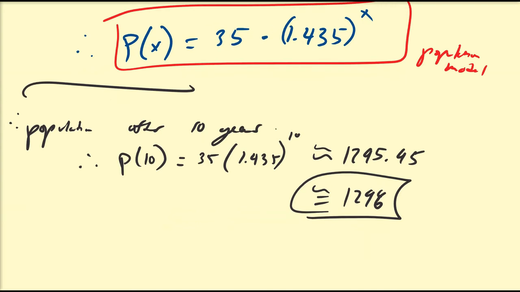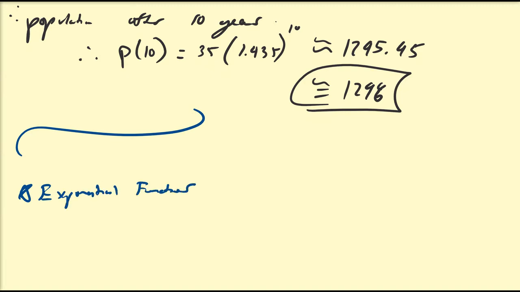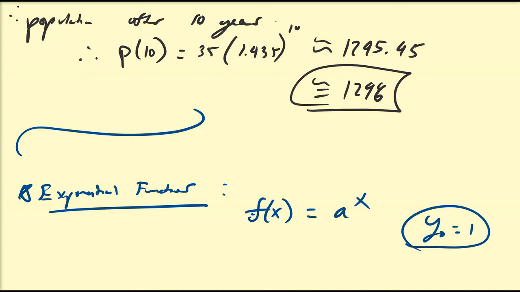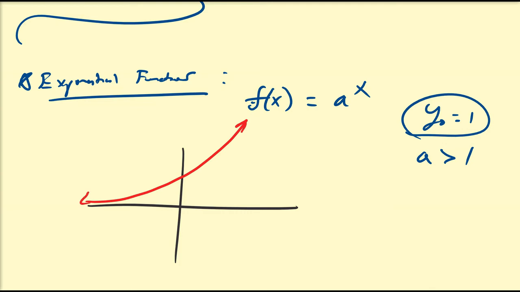So that's an application of exponential functions. So let's look at the graph of exponential functions. So let us assume the general structure. So this is going to be f of x equals a to the x. So we're going to assume that y0 is equal to 1, and we're going to assume that this base underneath x is just some number that is bigger than 1. So if you plug in some numbers and sketch this graph out using a table of values as we have done previously, you're going to have some graph that looks like this.